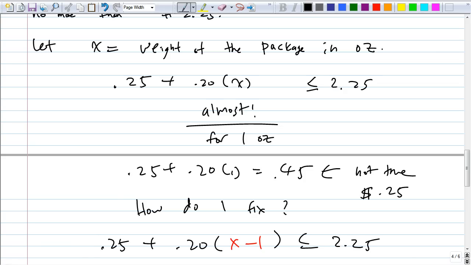You already have your first ounce added in the very beginning. That's what the 25 cents is for. That's for your first ounce. This 20 cents gets added from your second ounce, correct? So whatever you plug in for x, that's what you get added to. So you have to do 20 cents times x minus 1 because you already have your first ounce counted for.